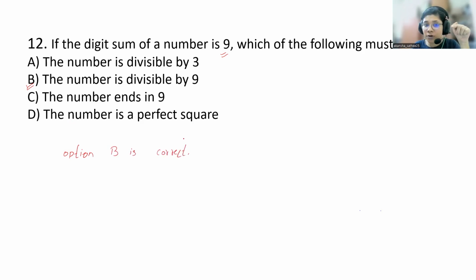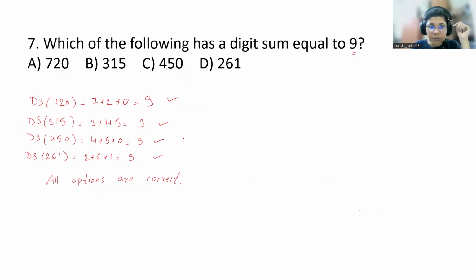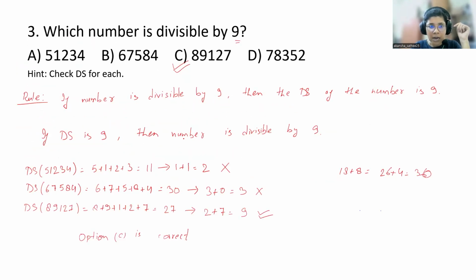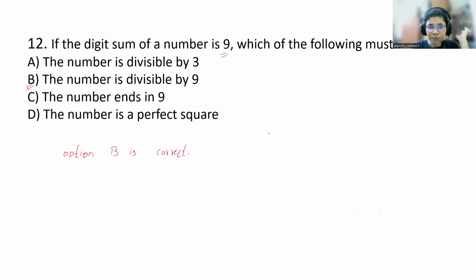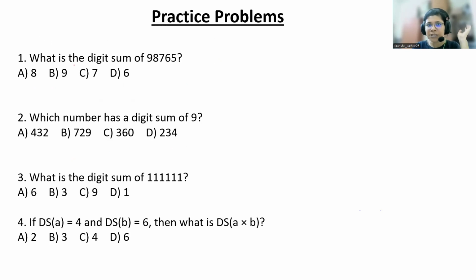Remember, I gave you this rule in written form. Let me go back to that slide. If number is divisible by 9, then digit sum of the number is 9. Right? So if digit sum of number is 9, then number is divisible by 9. Okay? So what is given in this particular problem? They have given that digit sum is 9. So which of the following is correct? Number is divisible by 9. Simple.